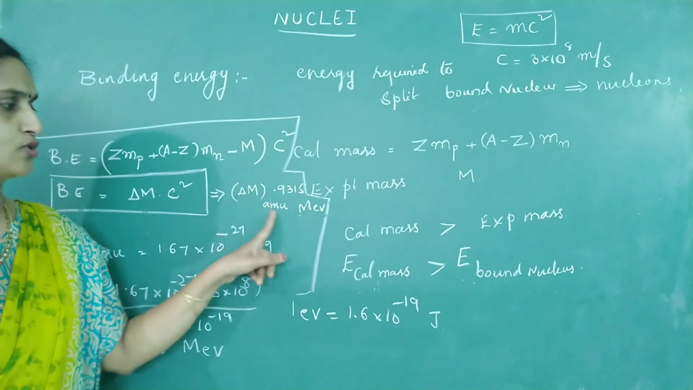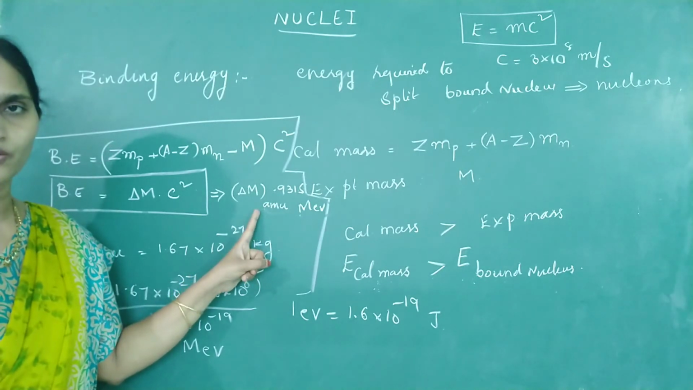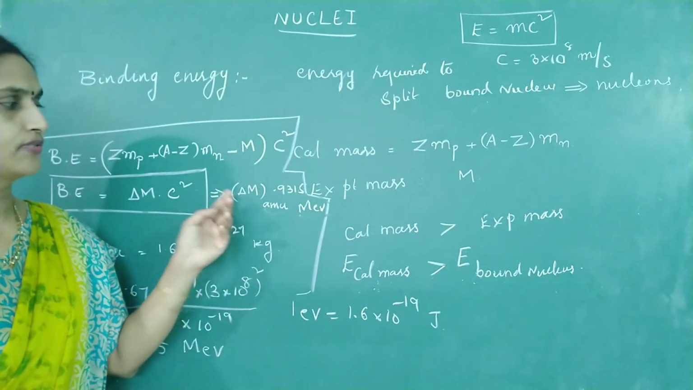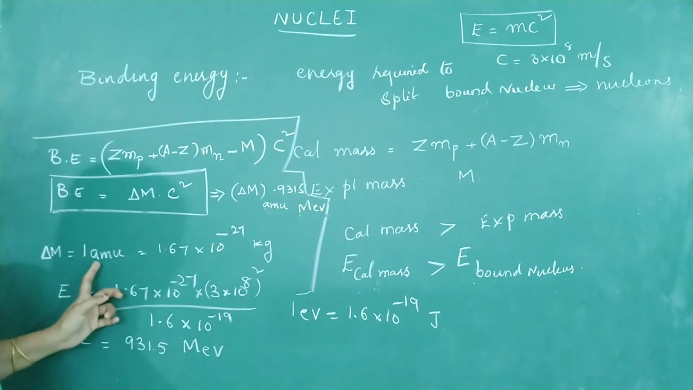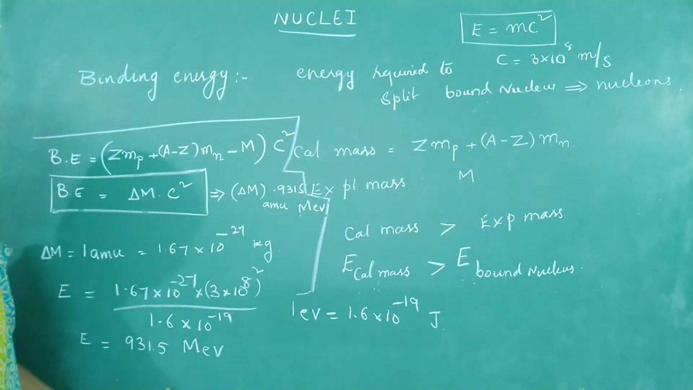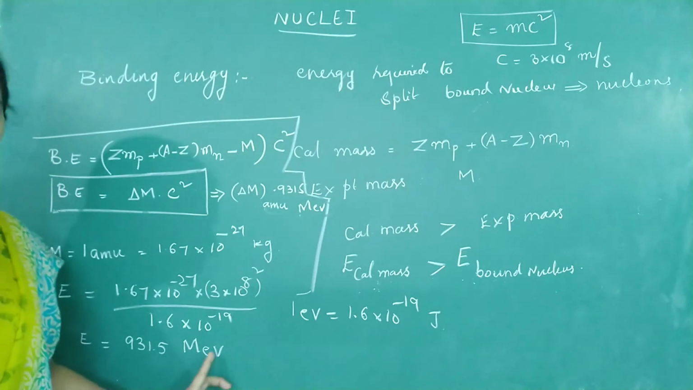But remember, mass defect should be in which units? Atomic mass units. And we use this relation more often in this particular chapter. And you can also remember this. What is the energy equivalent to one atomic mass unit? It's 931.5 mega electron volts.